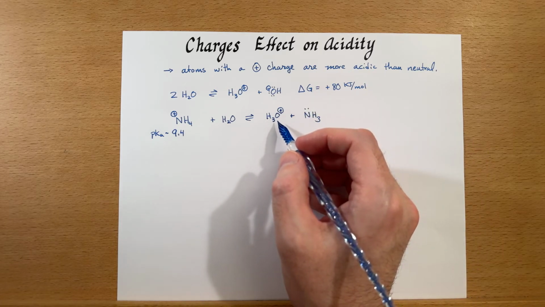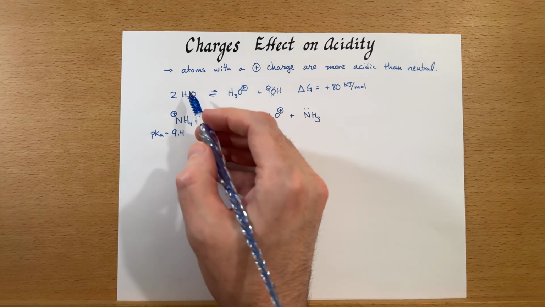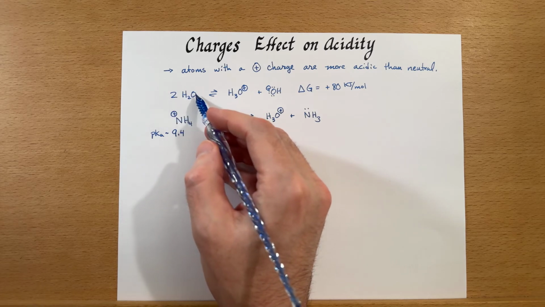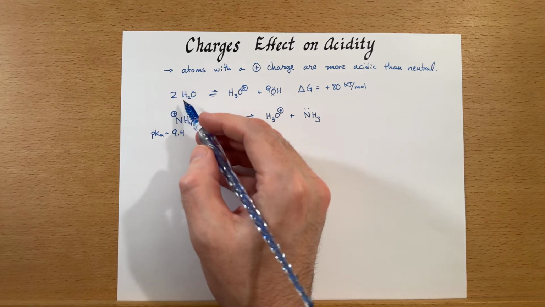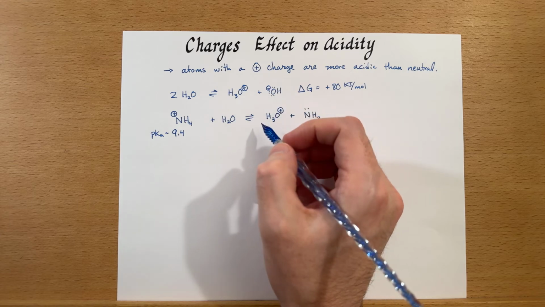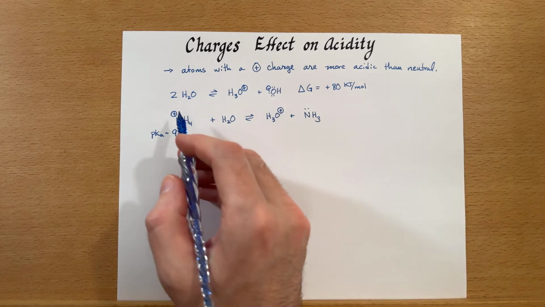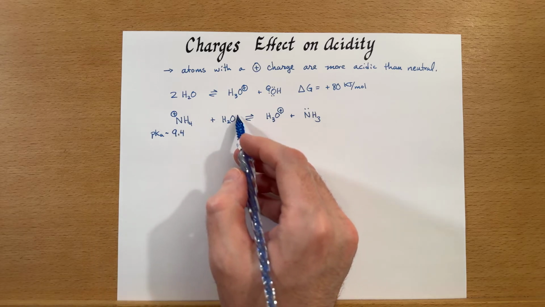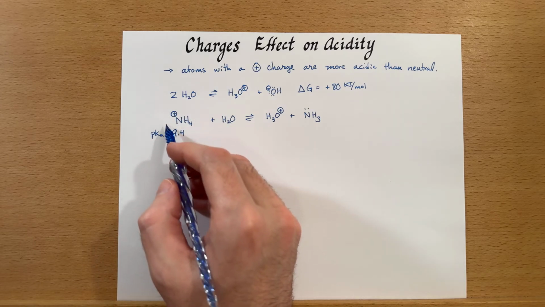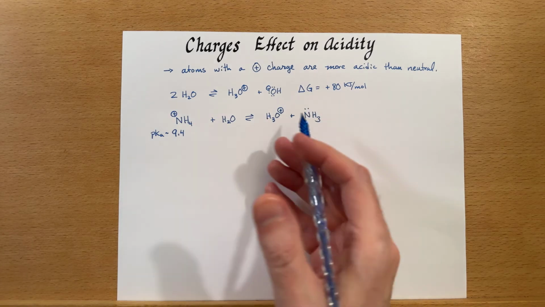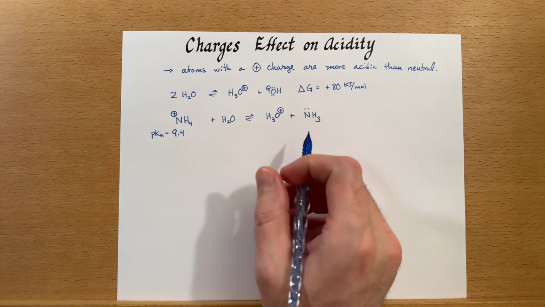And you'll notice that we did not generate any new charges. Up here with water, we took two neutral molecules and we generated two ions. That was not very favorable. Here we took a neutral molecule and an ion, and we made a neutral molecule and an ion. So it's very similar on either side. So this will be more favored.